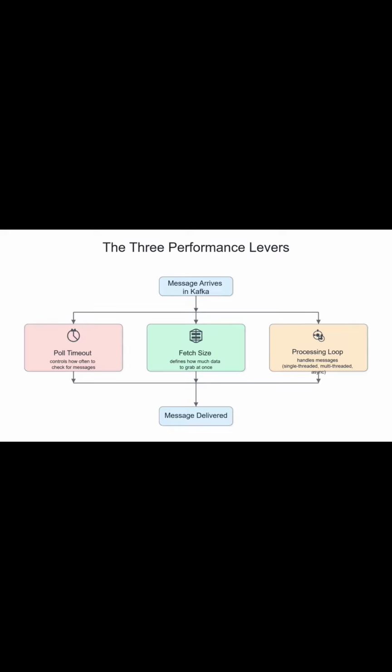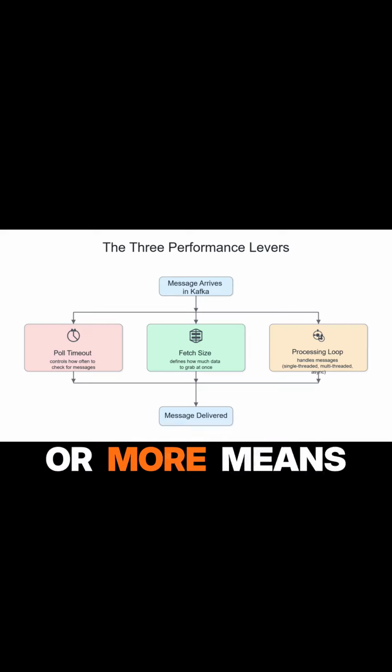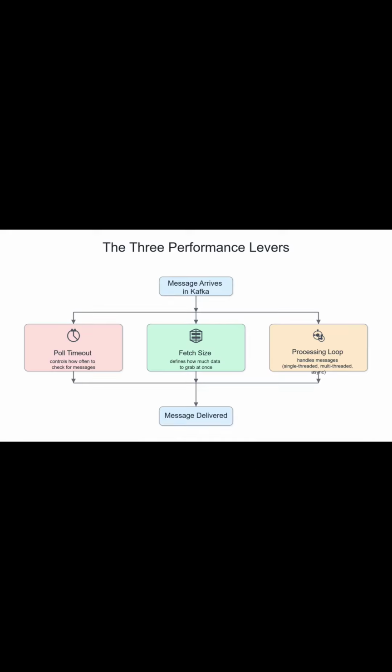A long timeout, perhaps 500 milliseconds or more, means you check occasionally. Messages might pile up, but you save on CPU cycles. For our notification system where instant response is key, we'll aim for extremely short 1 millisecond timeouts.